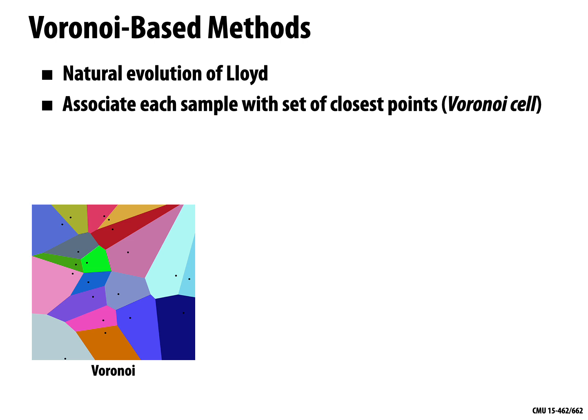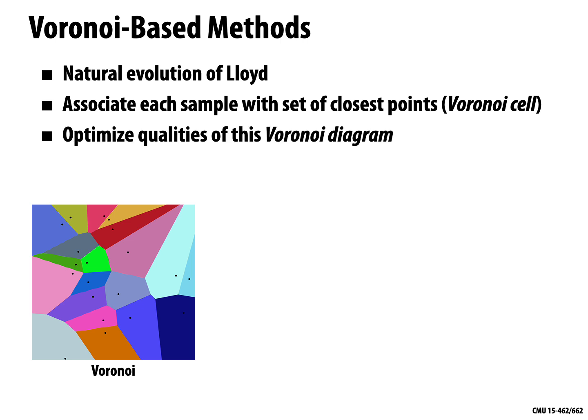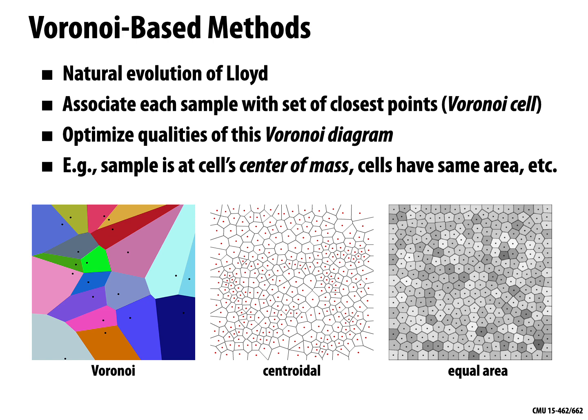Okay? And we can then optimize qualities of this diagram. So we could say, okay, this original one has cells that have all these different shapes and sizes. Well, at the very least, maybe what we want is that each site is at the center of the cell, at the center of mass. Or maybe you also want to optimize these cells so that they have roughly uniform area. And as you do this, you get a set of sample points, these sites, that look really nicely distributed.